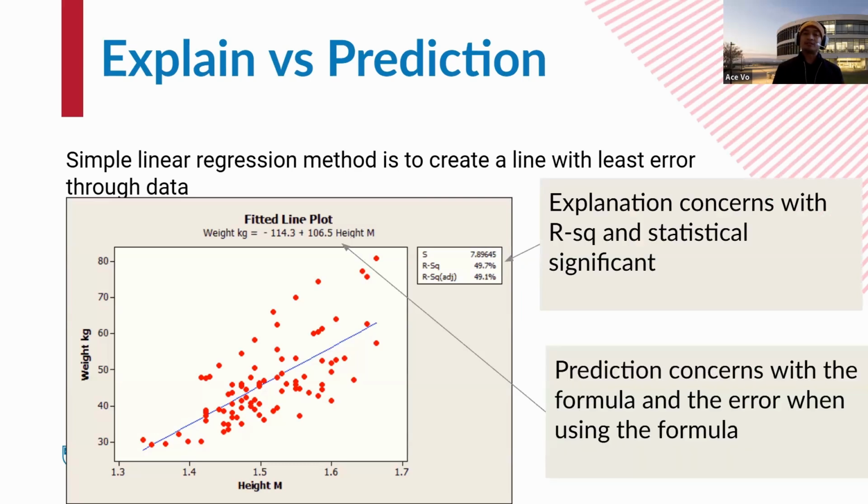Predictions, however, don't concern themselves as much with the R-square. What they concern is how this formula can be formed and how it would translate later when we use this formula to predict the weight and height of other people outside of the data we collected to create the formula. And that's the main difference between explanation and prediction.